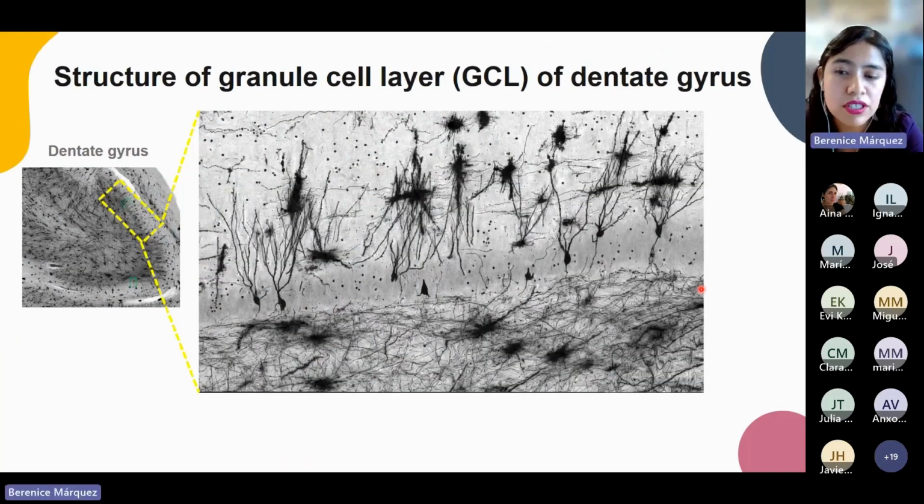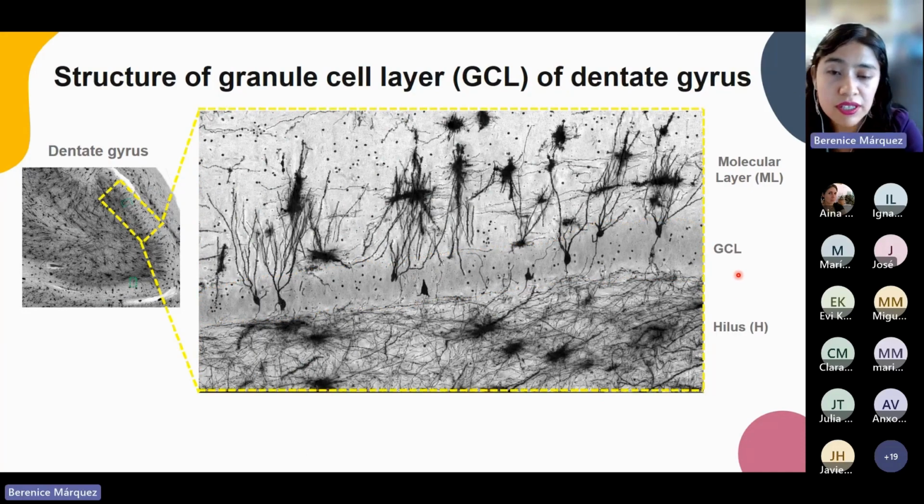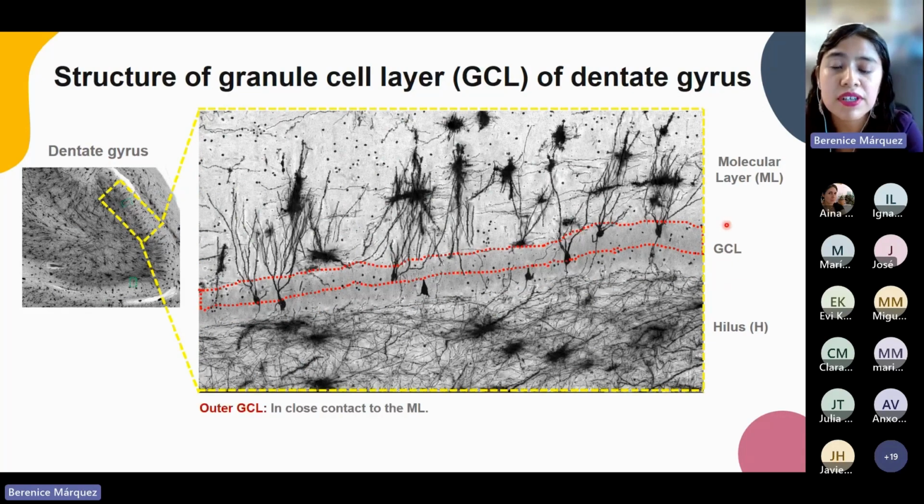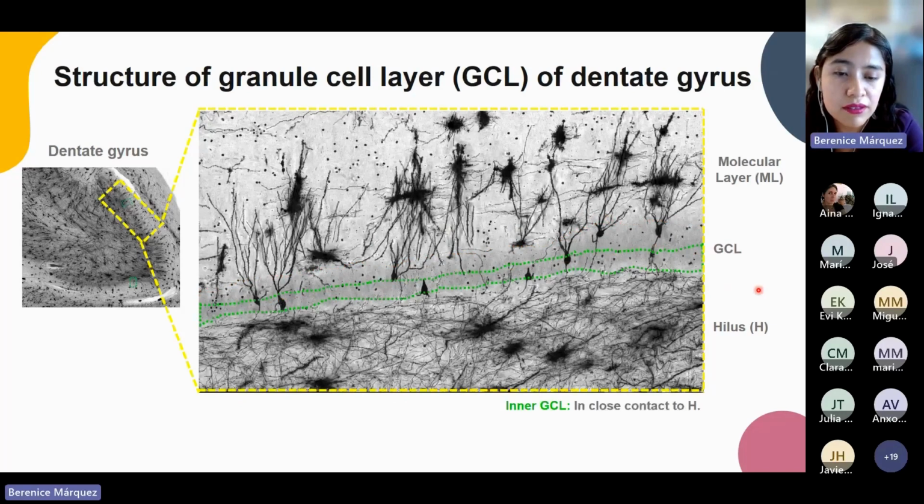The dentate gyrus is composed by the molecular layer, granule cell layer, and hilus. The outer granule cell layer refers to the area in which cells are in close contact with the molecular layer. On the other hand, the inner granule cell layer refers to the area in which cells are in close contact with the hilus.